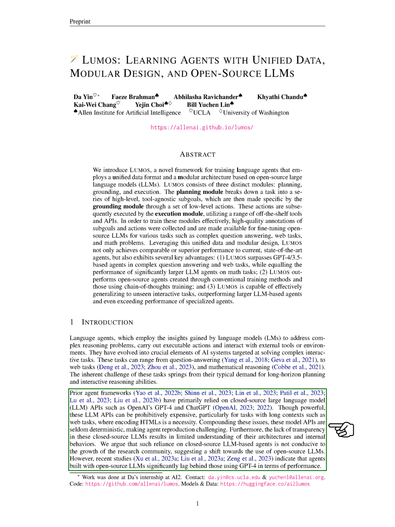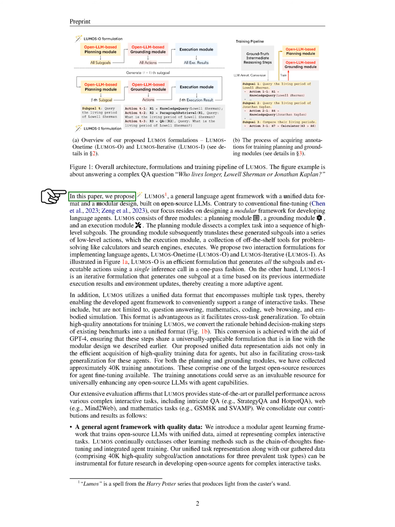We believe that relying on these closed-source models isn't the best approach for the research community. Instead, we suggest using open-source large language models. However, recent studies have shown that agents built with open-source models don't perform as well as those using GPT-4. That's why we're introducing LUMOS, a new framework for building language agents.